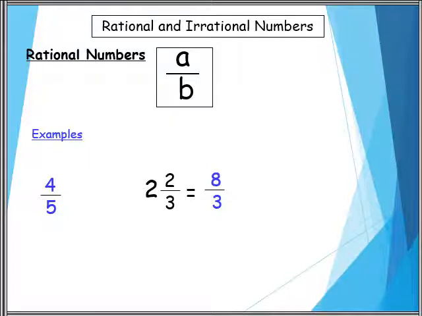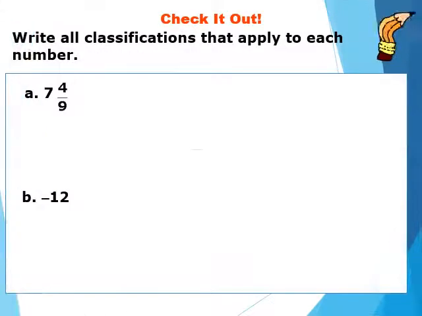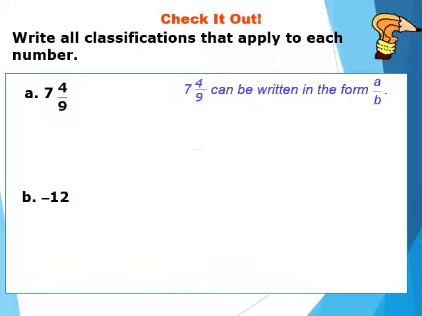Another example: negative 6. Negative 6 is a rational number. Why? Because we can convert it to a fraction. Write all classifications that apply to each number. Letter A, 7 and 4 over 9. Can 7 and 4 over 9 be written in the form A over B? Yes, it equals 67 over 9.